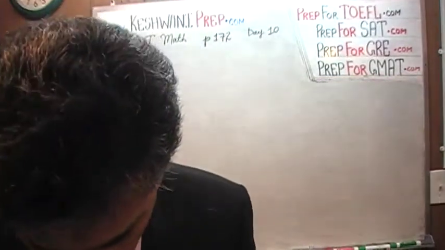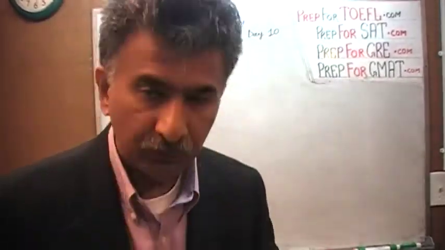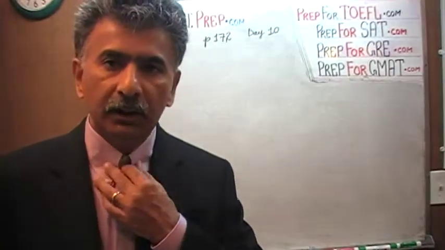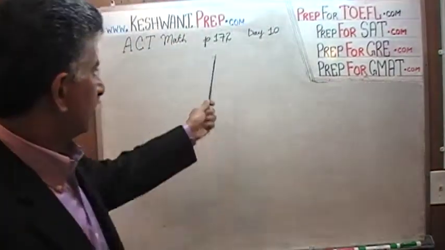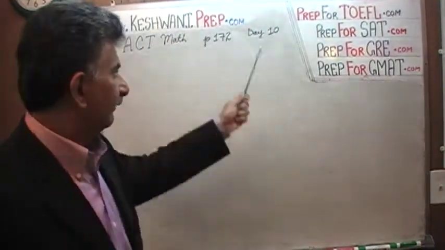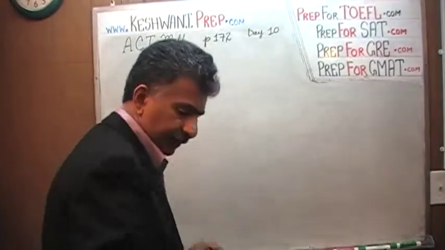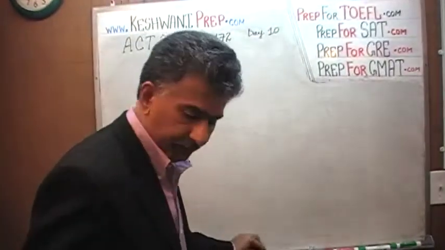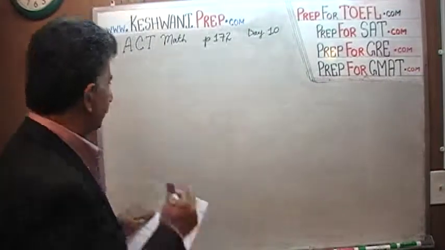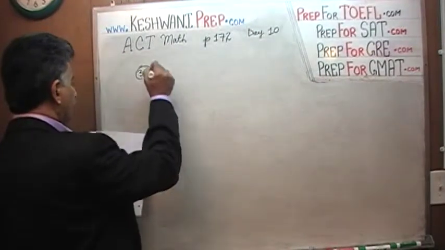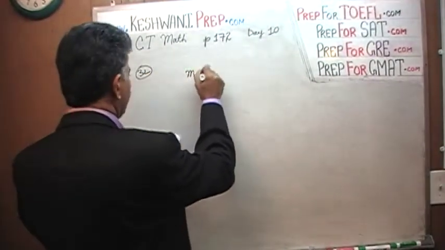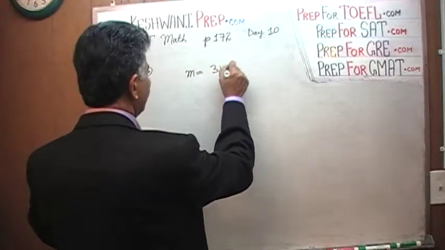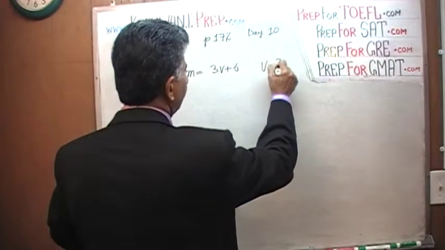The problems that we're about to solve are the ones that you will find on page number 172. Please turn to it, and today is our lesson number 10. Let's take a look at the very first problem, problem number 32. We are told that m equals 3v plus 6, and the question simply is how much is v.